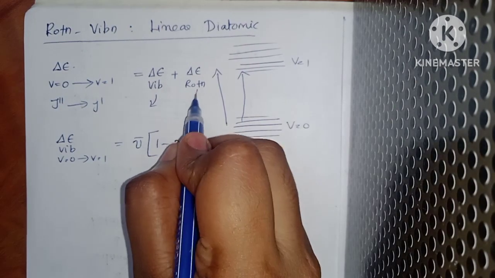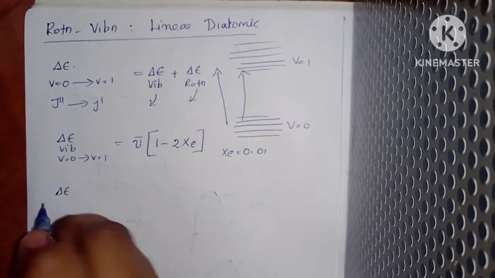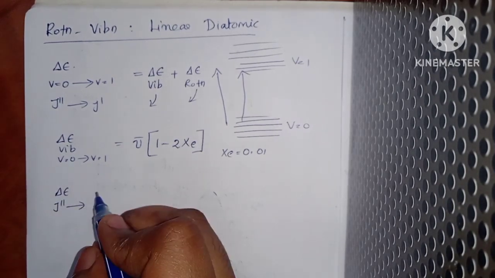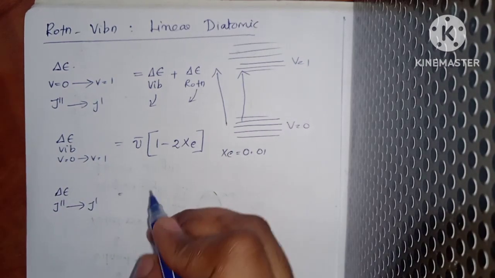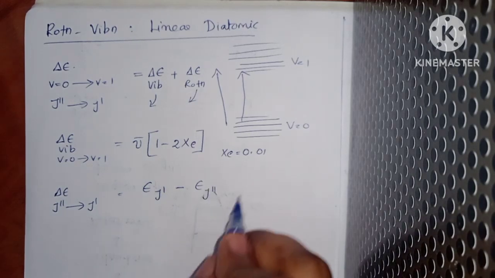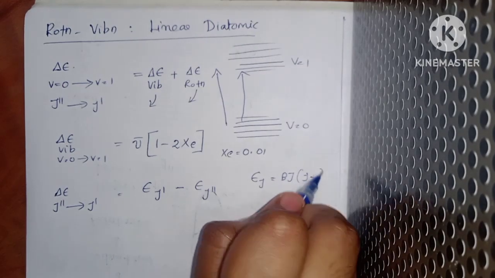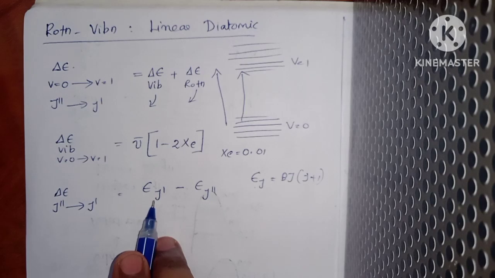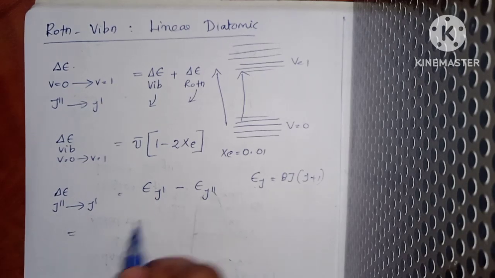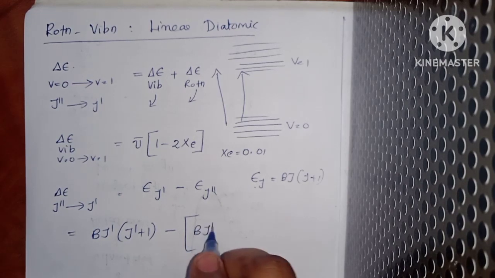Now we have to find the delta E for the rotational transition, that is, the energy required for a rotational transition occurring from J double dash to J dash. So that means it will be the energy of the final level minus the energy of the initial level. We know for a level J, the energy will be equal to BJ into J plus 1. So in the place of J, we have to put J dash and J double dash. So EJ dash will be BJ dash into J dash plus 1 minus EJ double dash, which is BJ double dash into J double dash plus 1.